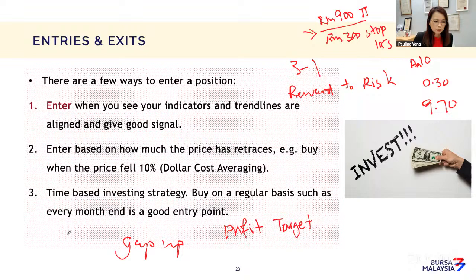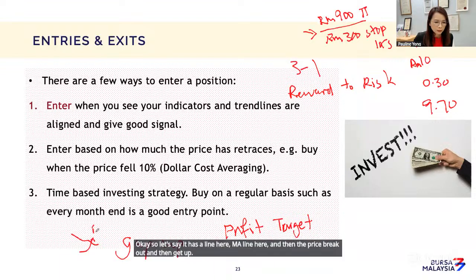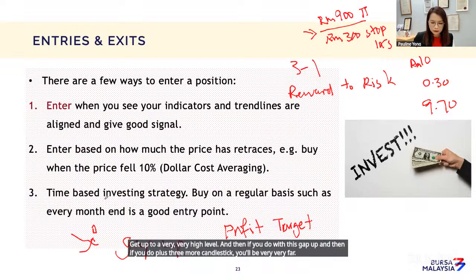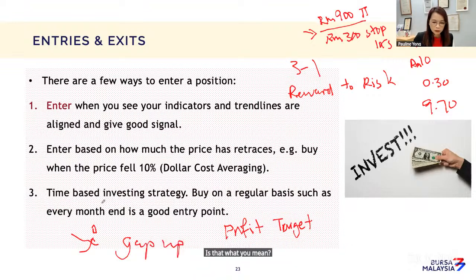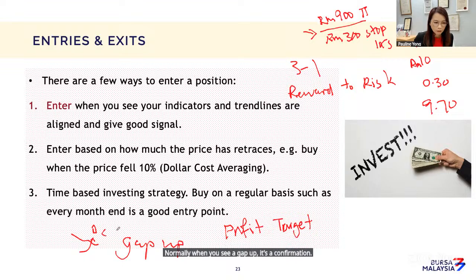So let's say there is an MA line here, and then the price breaks out and gaps up to a very, very high level. And if you wait for this gap up plus 3 more candlesticks, it will be very, very far. Is that what you mean? If that's the case, normally when you see a gap up, it's a confirmation. The gap is considered a confirmation.